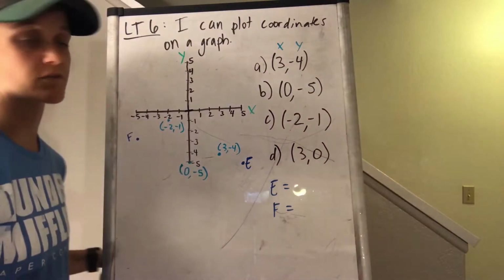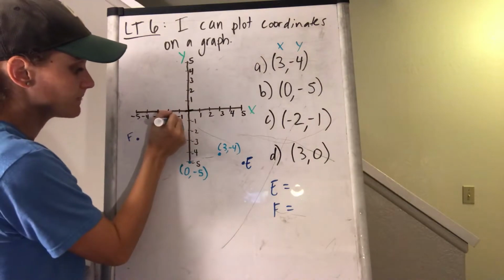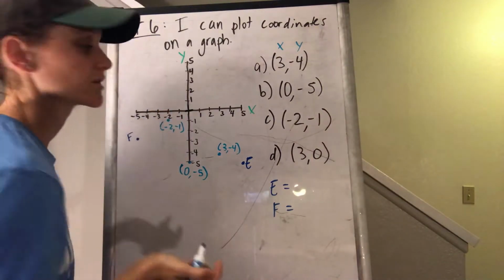And I think it helps to think of a graph as just 2 number lines. Here's a horizontal number line. Here's a vertical one. You're basically just going along 2 different number lines.